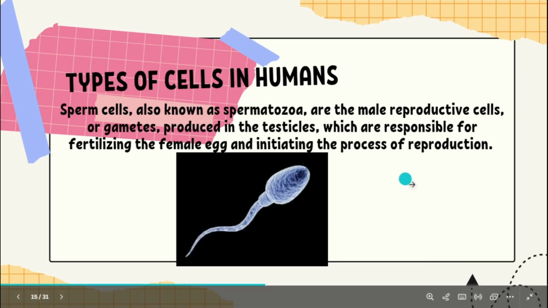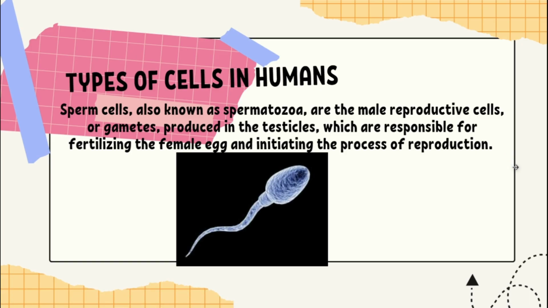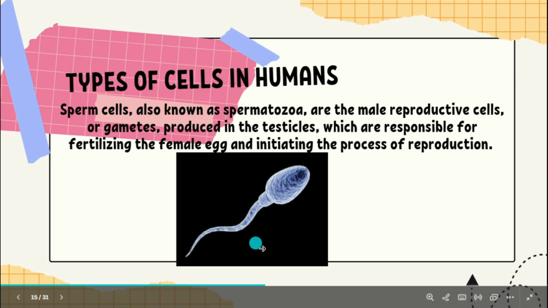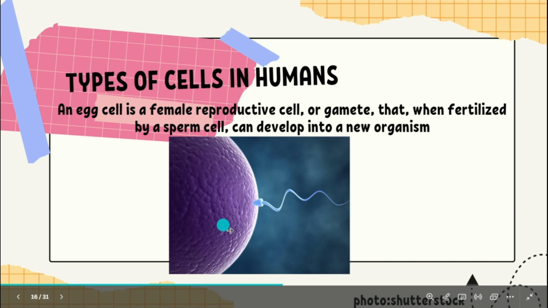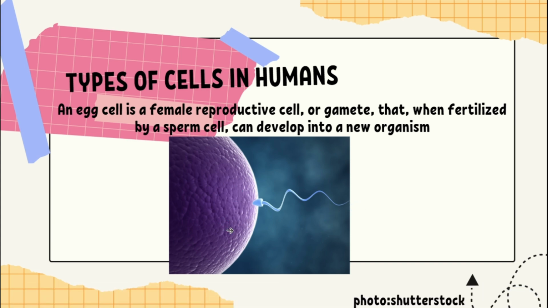Then we have our sperm cells, and these are basically male reproductive cells. They're produced in the testicles, and they're responsible for fertilizing the female egg. Very simple. You have the head, you have the tail, a very simple drawing or diagram. Then you have this one showing the egg and the sperm fertilizing the egg in this photo. The egg is the female reproductive cell, and it gets fertilized by a sperm cell in order to create offspring, basically.